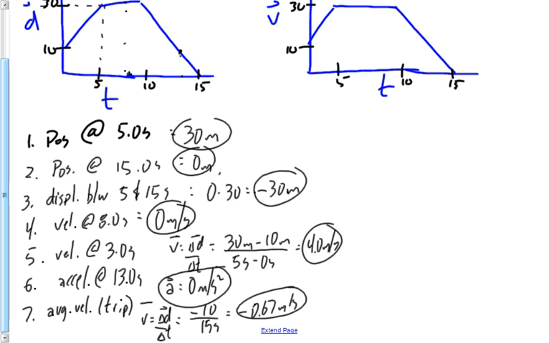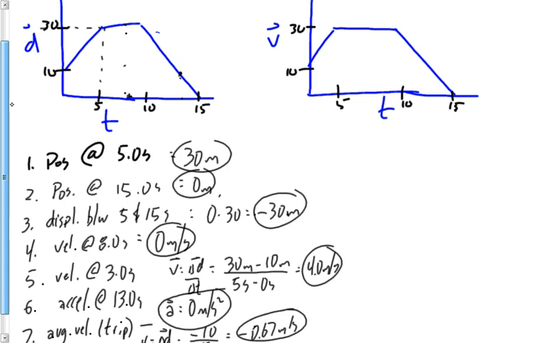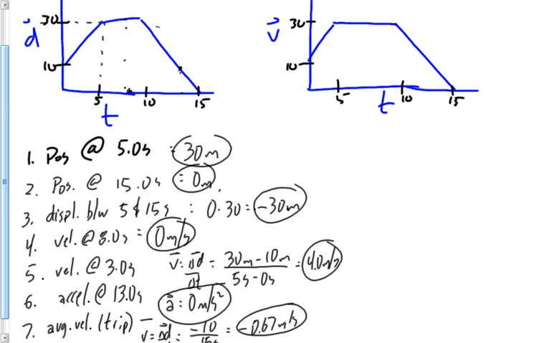All right, let's take a look at the second graph then. Second graph is a velocity time graph. What could I ask you for in this one? Well, I could ask you for the velocity at, let's make it 8 seconds. You're just going to go up and over: 30 meters per second.